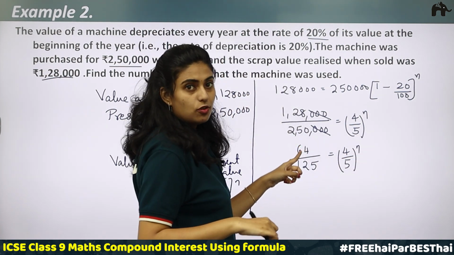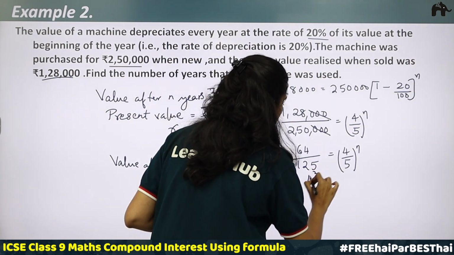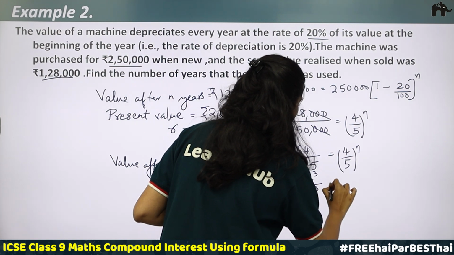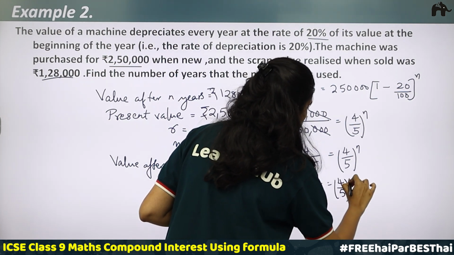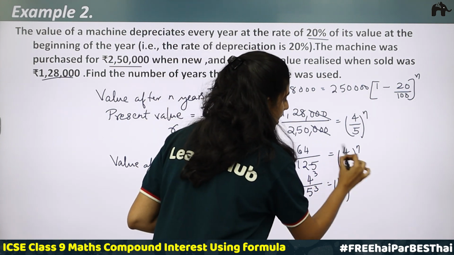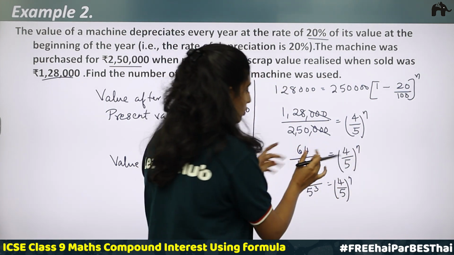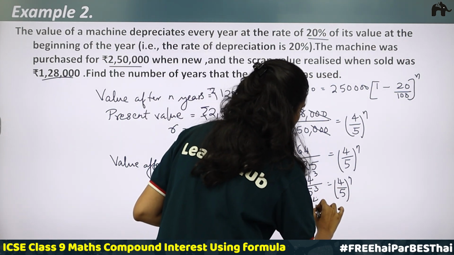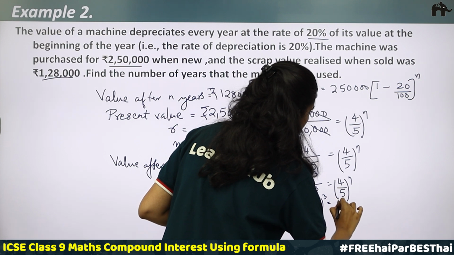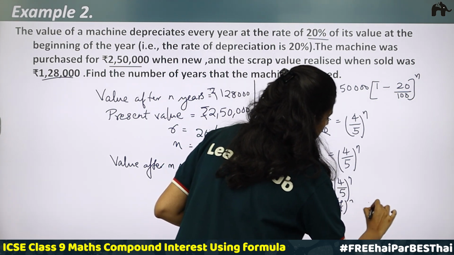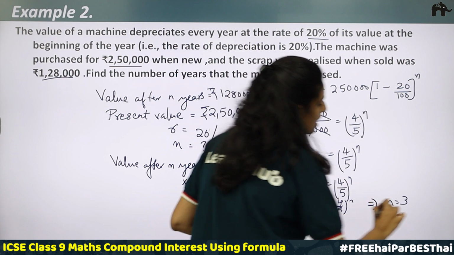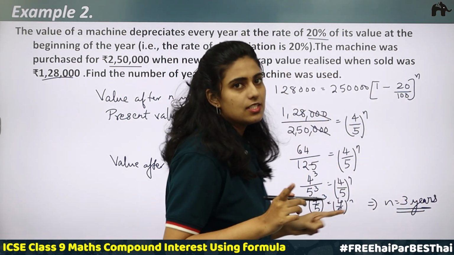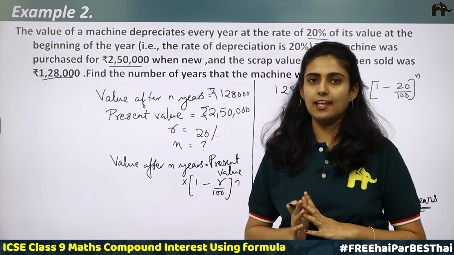Okay. What is 64? 64 is 4 cube. And 125 is equal to 5 cube. So 4 by 5 whole cube equals 4 by 5 whole raised to n. You can see that on the right hand side we have 4 by 5, so you have to relate these numbers in such a way that you get 4 by 5 here. Which implies n value is equal to 3. Therefore, the number of years is 3 years. So in 3 years, the value will become 1,28,000.